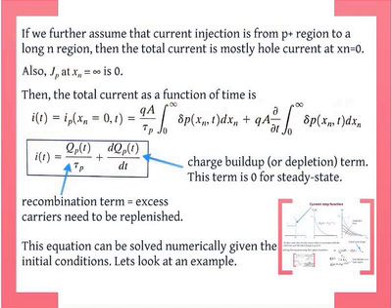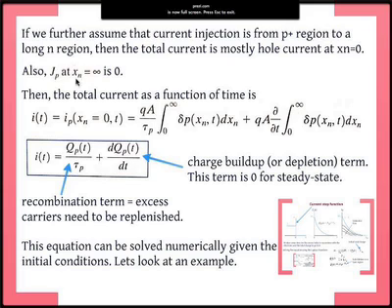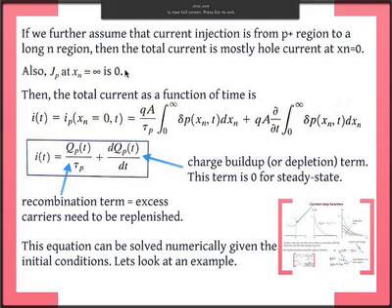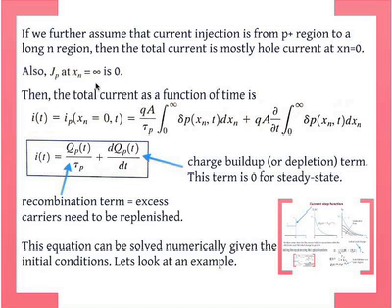Current basically goes away because all the carriers are basically recombined. That's basically this part. Jp at xn going to infinity is 0. Then we can relatively easily solve the total current.